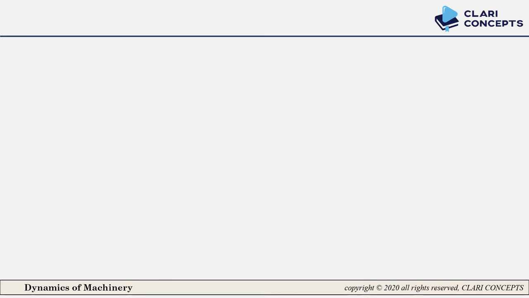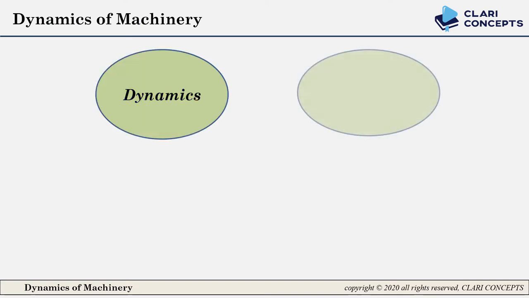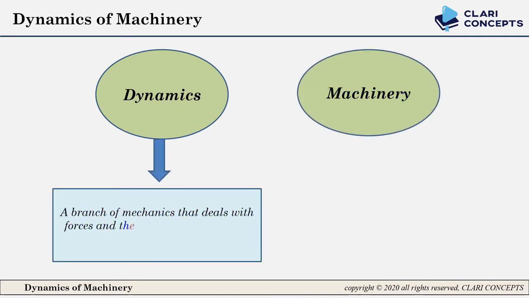We are starting with understanding the words "dynamics of machinery". As you see, it consists of two separate words, one is dynamics and another one is machinery. Dynamics is a branch of mechanics that deals with force and its relation, primarily to motion. Basically, it contains two main terms, force and motion. Dynamics means a study of the force on an object which helps the object to move.